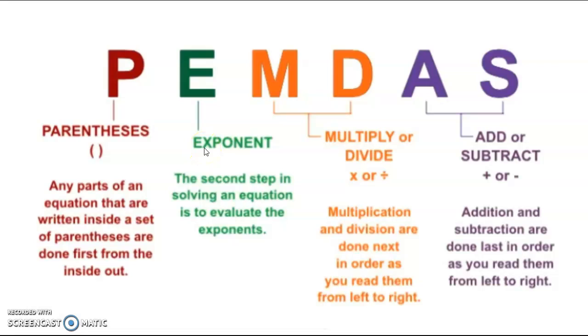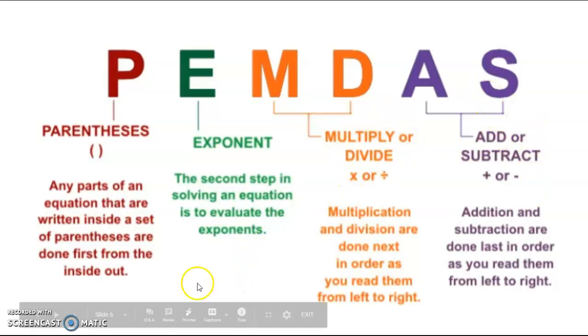So this is PEMDAS. PEMDAS is the order of operations that you will follow. The P stands for parentheses, which is any part of an equation that is written inside a set of parentheses, and those are done first from the inside out. So anything inside of parentheses you will calculate first before doing anything else. And then exponent is the second step in solving an equation, is to evaluate the exponents. So after you solve inside the parentheses, then you would do the exponents. And then you do any multiplication or division from left to right first, and then you would do addition and subtraction from left to right.